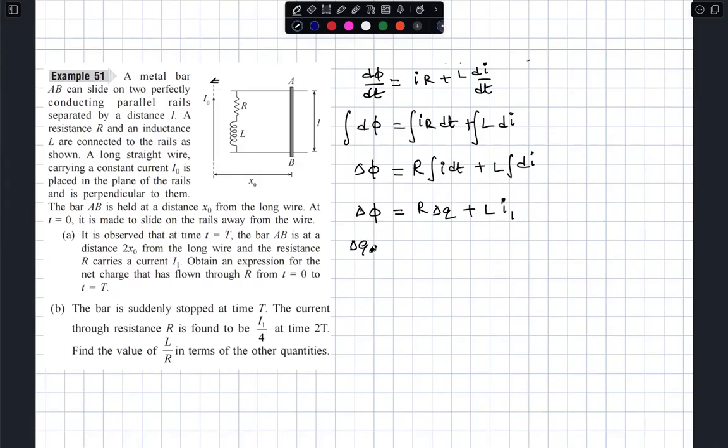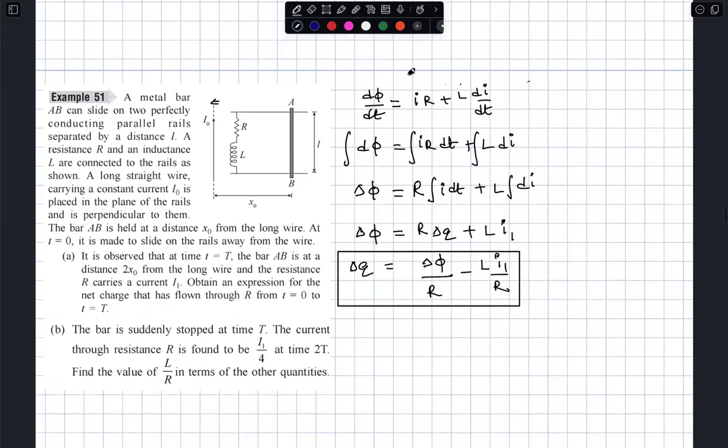So what you want is delta Q from t equals 0 to t equals capital T. This is nothing but delta phi by R minus L I1 by R. Very famous. The bar AB is at a distance x0 from the long wire. At t equals 0, it is made to move. It is observed that at time t equals T, the bar AB is at a distance of 2x0. Now the question is, sir, how do I know the change in flux? Now I will come back.